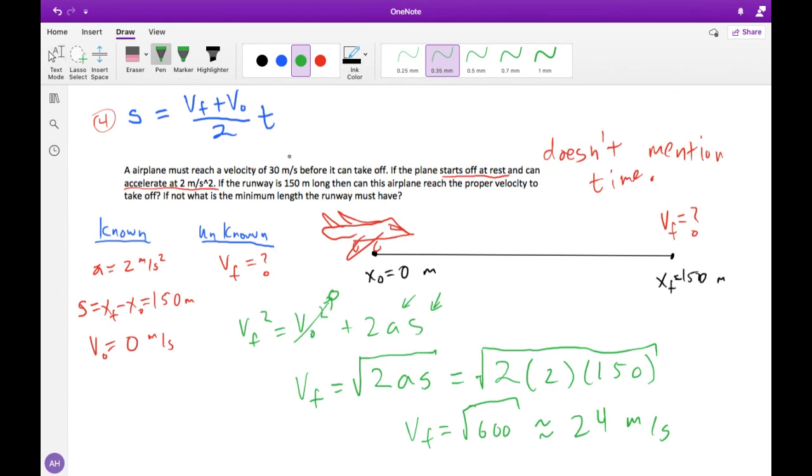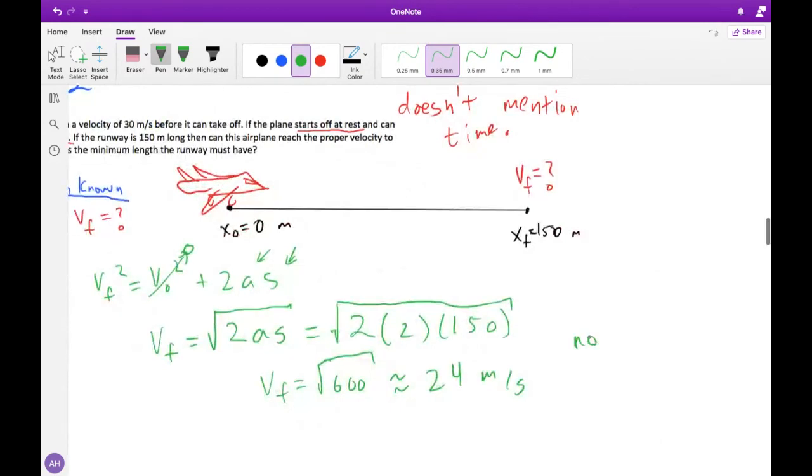Okay, so the first question was, if the runway is 150 meters long, can the plane reach the proper velocity to take off, if we know it must reach a velocity of 30 meters per second? Well, after going through our math here, we see that the final velocity once the plane reaches 150 meters is only going to be 24 meters per second. So the answer would be no, it's not enough. This is not fast enough.